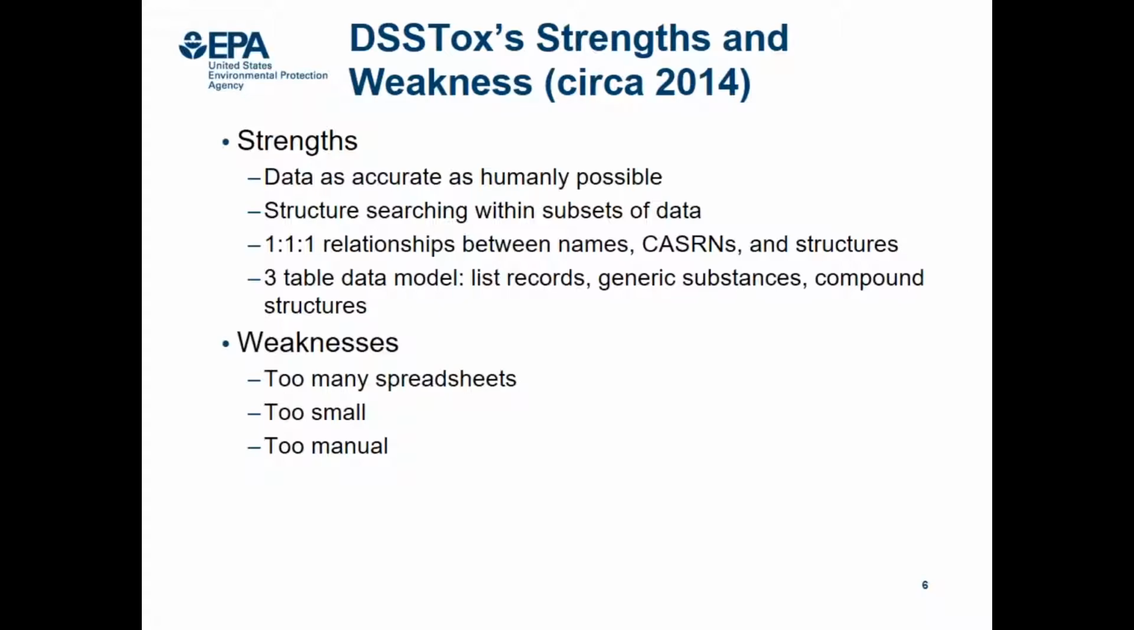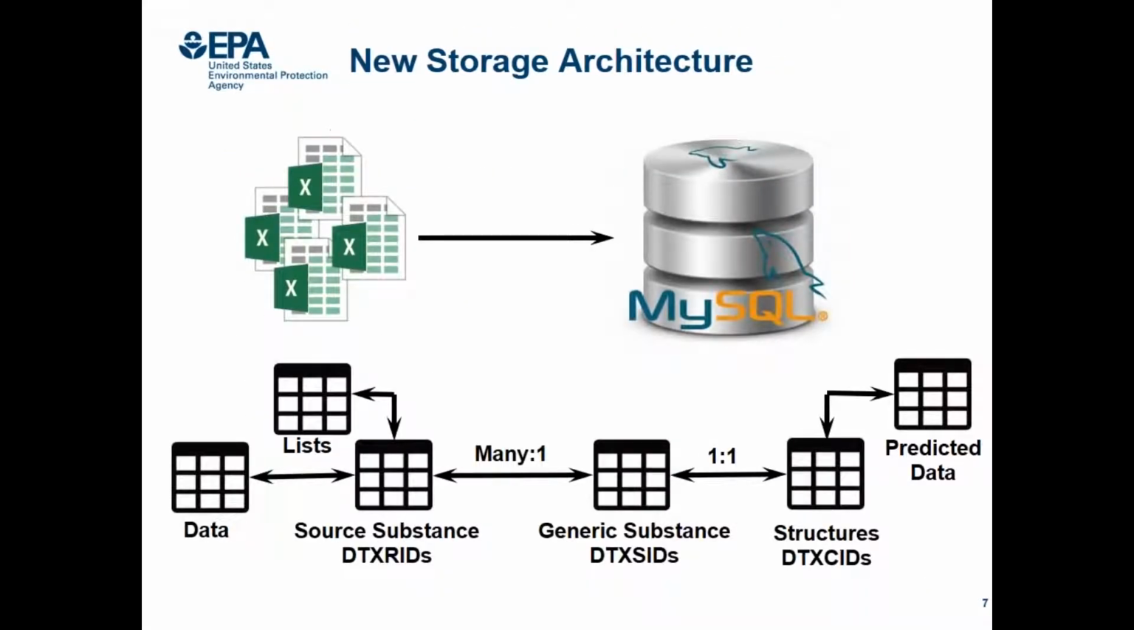And so it really had a three-table data model, which was list records, which I refer to as source substances, the generic substances, which are where we collapse data based on name and identifier information, and then the structures themselves. But it also had many weaknesses. So it was all in spreadsheets, and so we definitely had the too-many-spreadsheets problem. And we could avoid the Excel problems that you were discussing with CAS numbers. And we actually have fixes for those if you need any help.